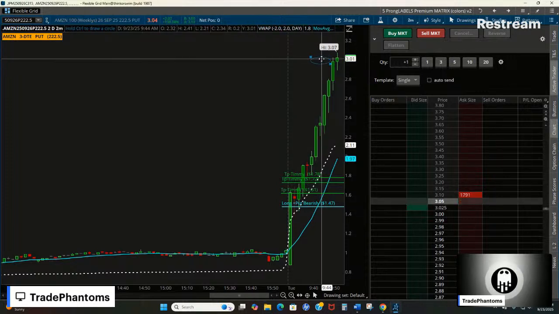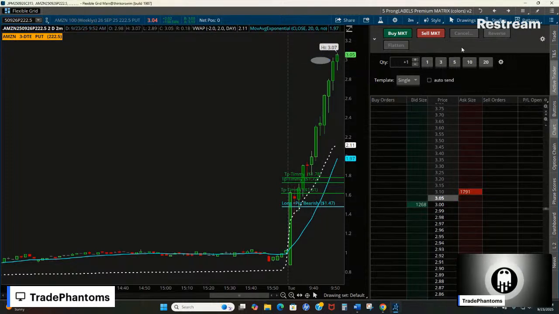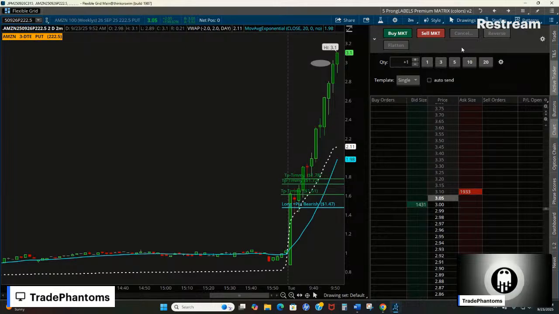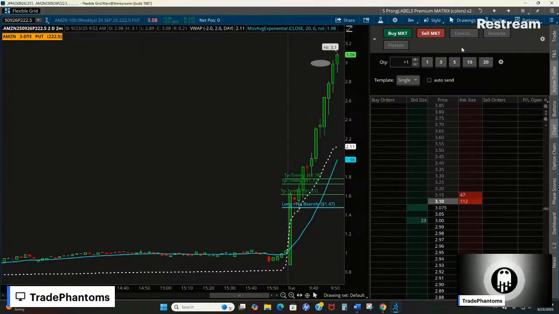Kind of annoyed that I didn't snag this in my other account. All I had to do is look left real quick and click that button. I just completely forgot like an idiot. All good. What a trade. Easy. I like the easy ones.